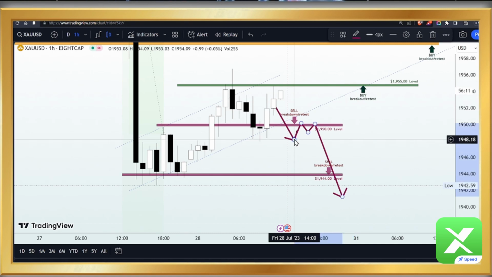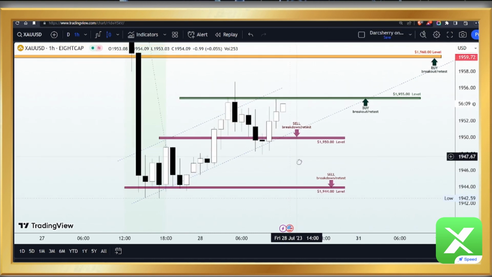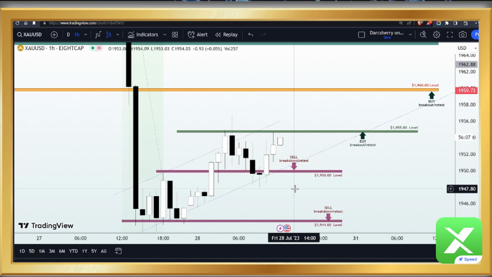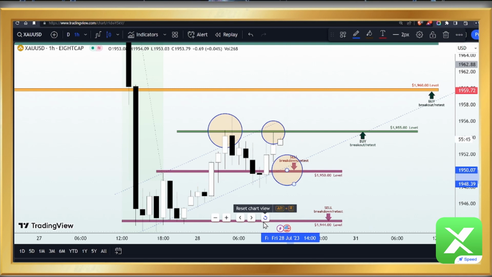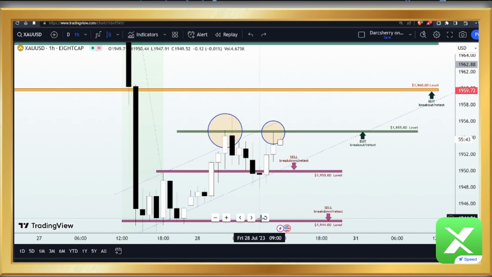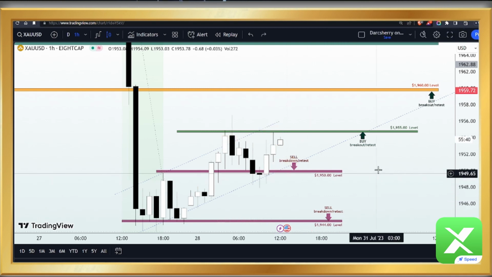But with the way things are looking right now, I'm of the opinion that price action is going to be going to the upside. Hence, I'm anticipating a further breakout of the 1,955. But if the opposite happens and continued selling pressure persists around the 1,955, leading to the breakdown of the 1,950, then we will not have any other choice than to start considering selling. So these are my views here on the XAUUSD today.